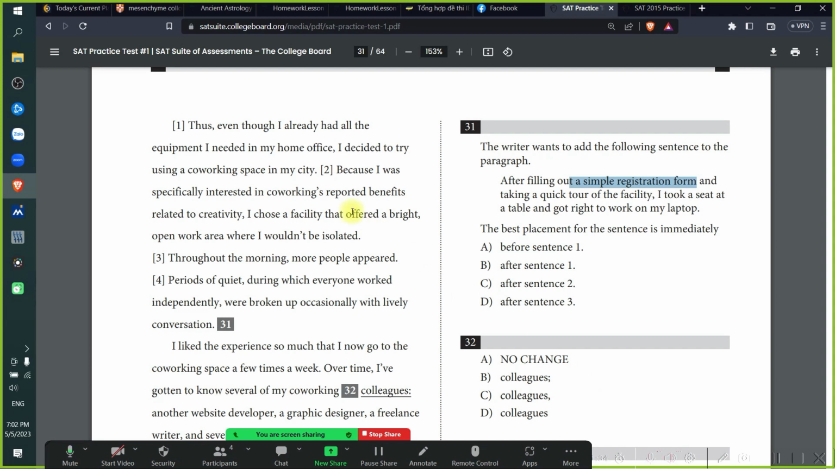Đó, số 2 nó nói về chuyện tôi chọn nơi nào để làm việc. Thì sau đó hợp lý là tôi đăng ký, đúng không mọi người? So after number 2. And then work on my laptop, and throughout the morning more people appeared. Any question? No. You sure about that now? Yeah.